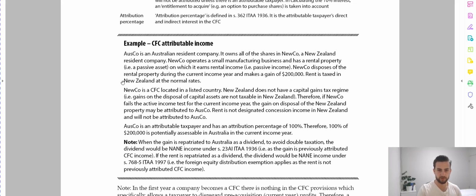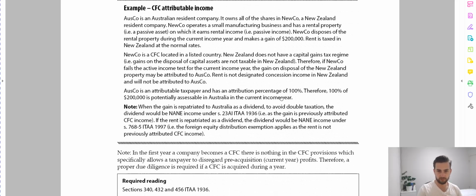Okay, Newco disposes of the rental property and makes a gain of 200k. Rent is taxed, but capital gains is not. So it's a CFC, which it confirms in the question. New Zealand doesn't have a capital gains tax regime. It's not taxable in New Zealand. Therefore, it fails. If they fail the active income test for the current year, which we're assuming from the question that they do, the gain on the disposal may be attributed to AusCo. Rent is not designated concession income in New Zealand and will not be attributed to AusCo. AusCo is an attributable taxpayer and has an attribution percentage of 100%. Therefore, 100% of the 200k is potentially assessable in Australia in the current income year.